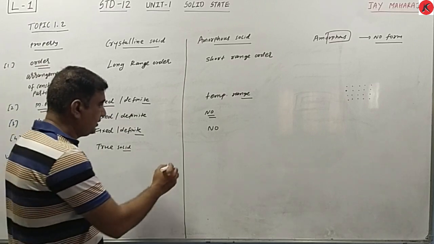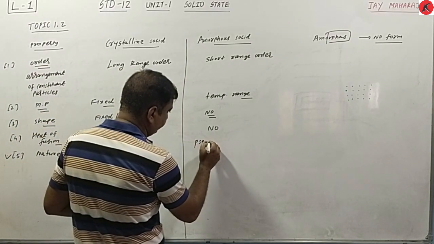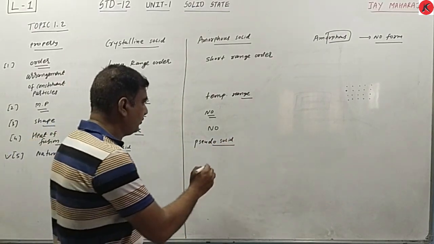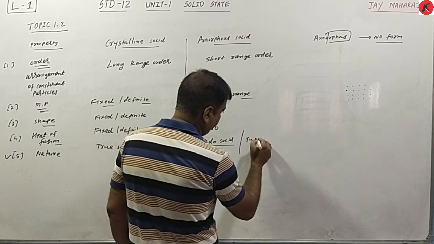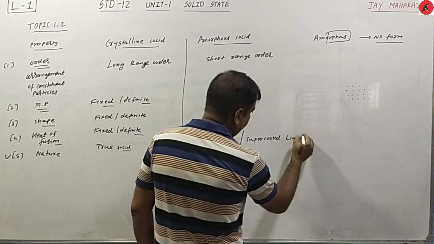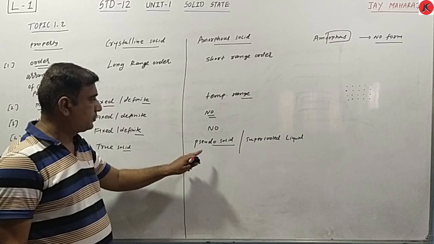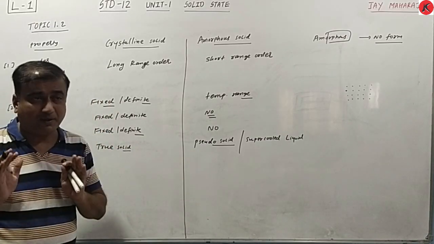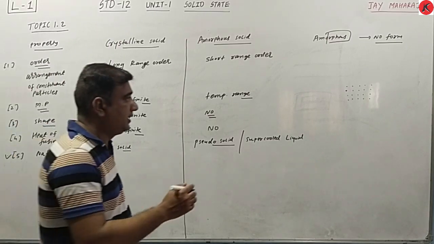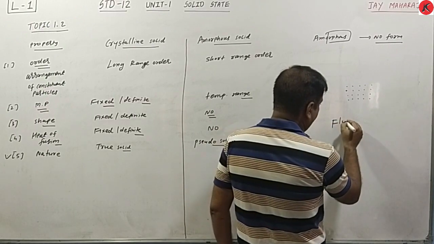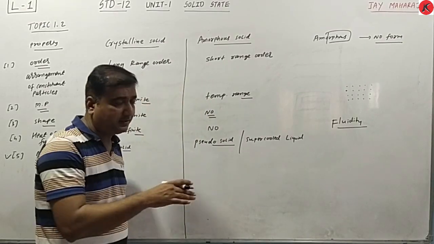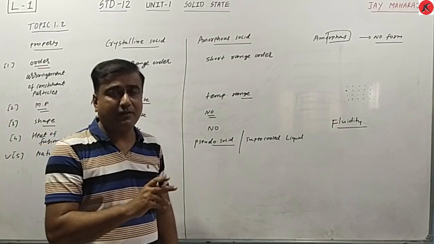Amorphous solid we can write pseudo solid, otherwise super cool liquid. Why they are called pseudo solid? These do not perfectly possess the properties of solid. True solid does not have property of fluidity. The particles any movement ના થાય. Movement થાય તો ક્યાં થાય? Around mean position.